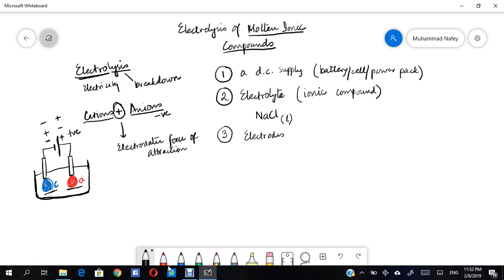The second parameter of classification was whether the electrode takes part in the electrolysis itself or not. And on the basis of that, we named electrodes as inert or active. Inert electrodes were those electrodes that don't take part in the reaction themselves, whereas active electrodes are electrodes that do take part in the electrolysis reaction themselves. In this case, we'll be dealing only with inert electrodes. So let's say that we have graphite electrodes here.